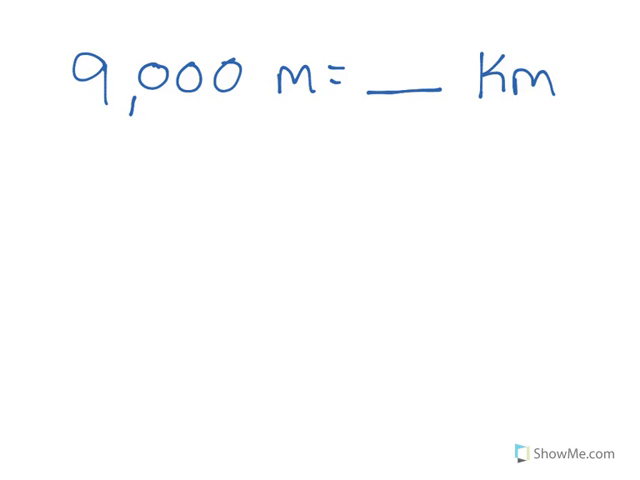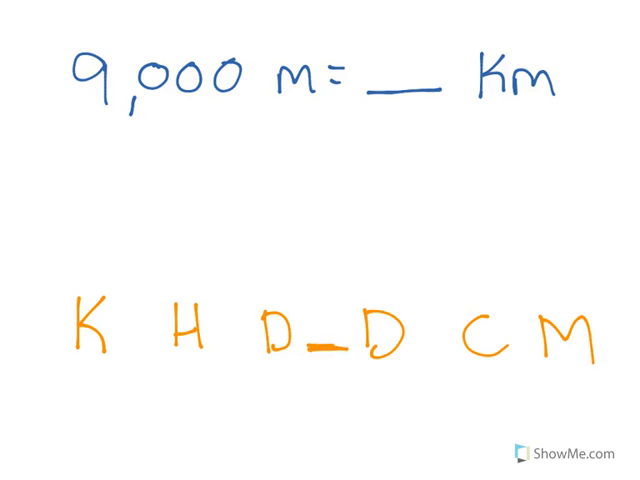Let's try one more. Again, if you feel comfortable doing this, pause the video and try to work this out on your own, on your table, or on a piece of paper. The first thing that I need to do is write my acronym: King Henry died drinking chocolate milk. I'm going to put my base right here.